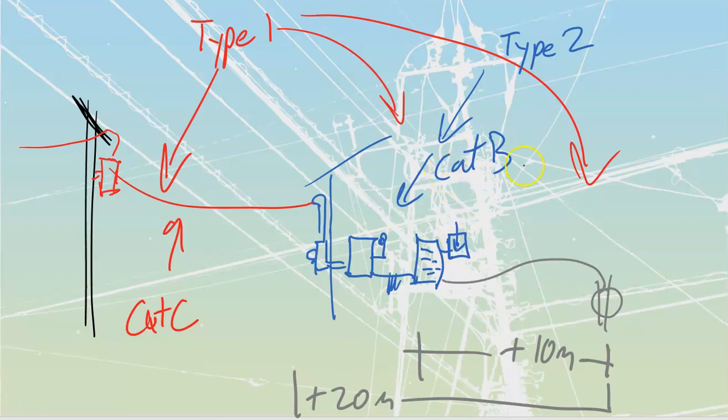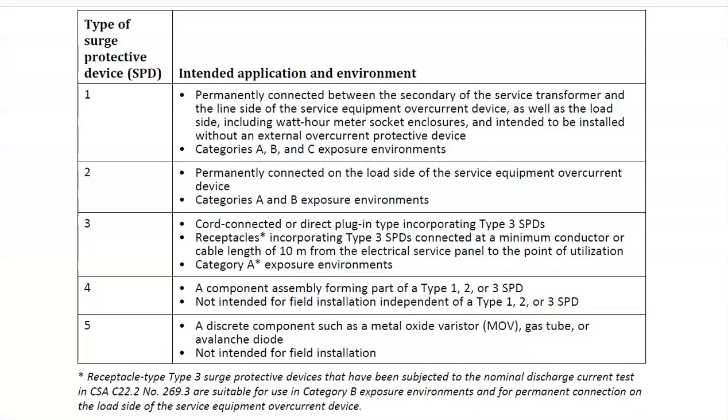Type 2 is allowed to be used over here. Type 2 would also be allowed to be used inside of a category A, right? It's good for a category B. It would definitely be good for a category A type of location. Looking at these over here, I can use anything that's type 2 in an A or a B.